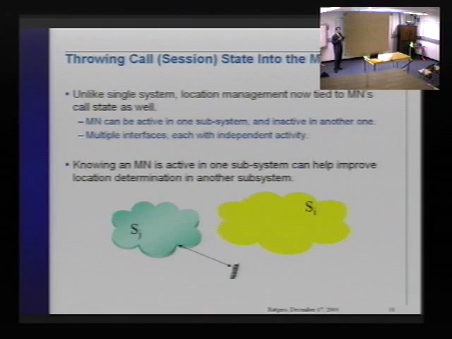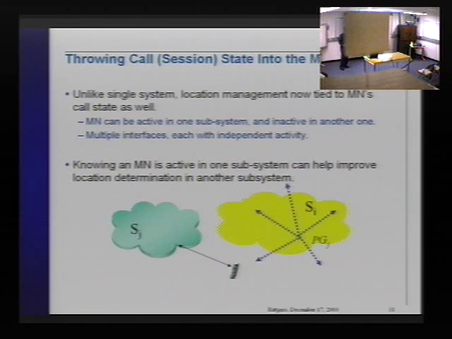But in a multiple interface system, the mobile can be idle in one interface and active in another. So what does it mean for the mobile to be idle, if you're trying to page the mobile, because they all potentially have independent activity? One observation is that knowing an element is active in one system can help improve location accuracy. So let's say the mobile is active in subsystem SJ, and in subsystem SI you want to page the mobile. And I got the PGJ wrong.